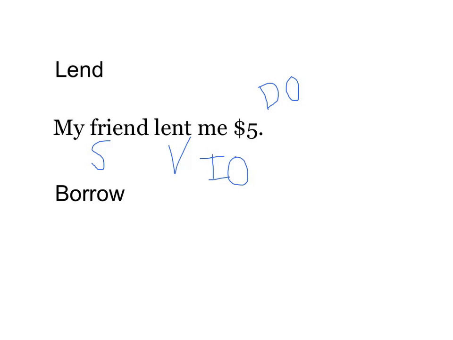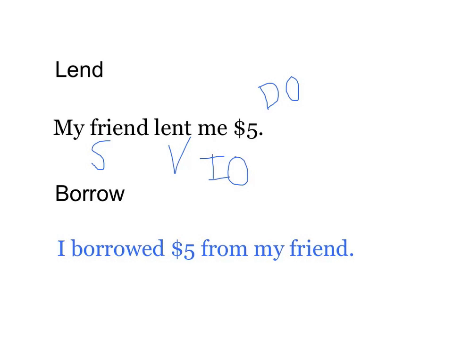What about borrow? I borrowed $5 from my friend. This sentence has the same meaning, we just changed the words around. Let's go backwards this time. Let's say that you want to identify the object first. What would you say is the object? Okay, good. $5. Again, my friend here in this case would just be the indirect object.